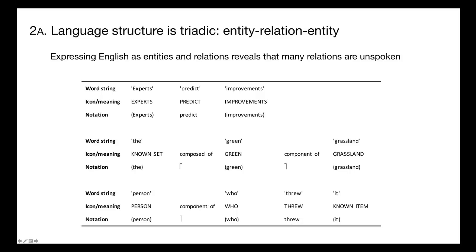Through, we have a representation of throwing. It refers to some item that I've already talked about, some known item. But what we're saying here is also that this person is a component of this activity of somebody threw something. So it gets another one of these things. So again, we don't speak it though.